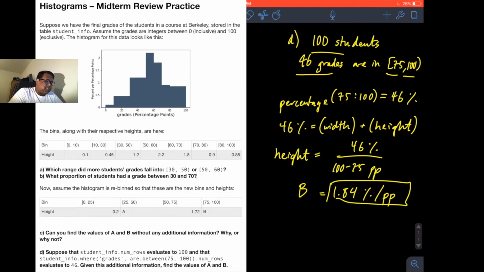Since we're dealing with percentages, I multiplied 0.46 by 100 to get 46%, so 46% of the values are in the last bar. And we know that the areas correspond to the proportions. So I can say that 46% is the width of the bar times the height of the bar. We know the width is 25 because we're given how wide the bar is, and so we solve for the height, which is 46 over 100 minus 75, which is 1.84.